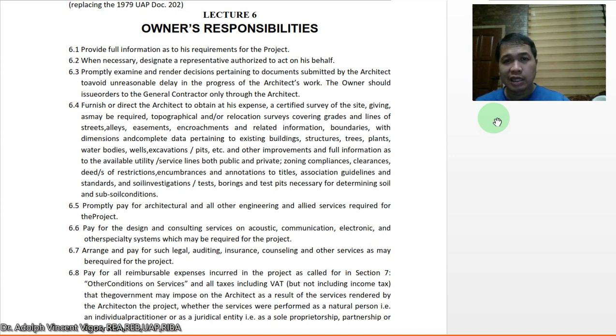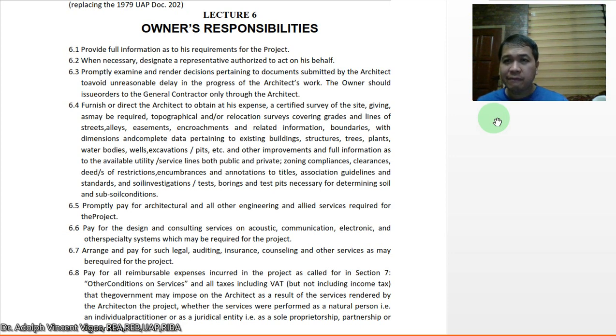So the next is, when necessary, designate a representative authorized to act on his behalf. So in this case, guys, it happens if, for example, you're building a house here in the Philippines and your client is in the United States, usually the client should appoint someone to act as his representative here in the Philippines. I think you need a special SPA or special power of attorney for that, so that you'll have somebody to sign over the documents here in the Philippines. So that's one of the cases wherein the client should authorize a representative on his behalf.